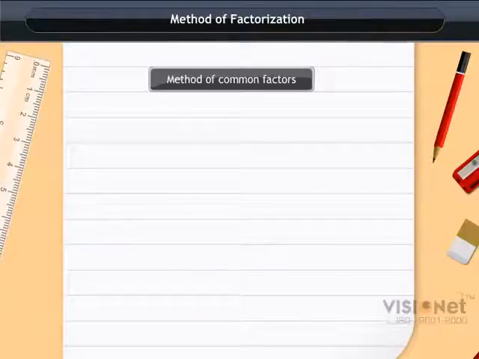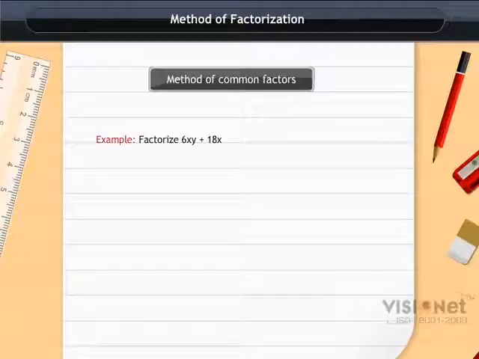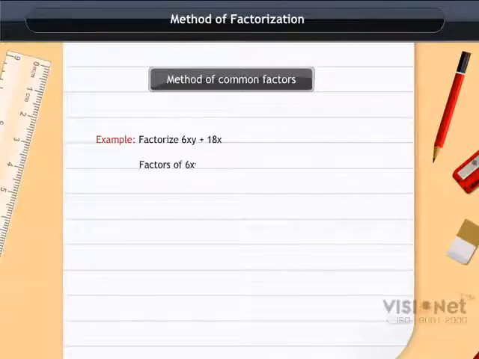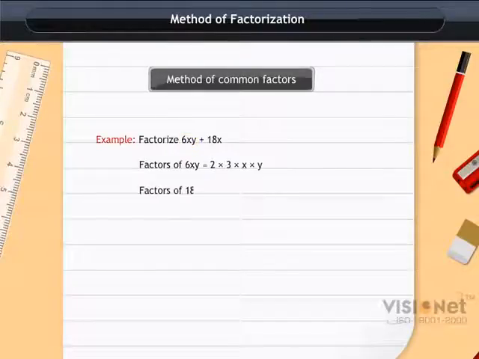Method of common factors. Consider the expression 6xy + 18x. We need to find the factors. Let us find out the factors of each term. Let us pick up the first term, 6xy = 2 × 3 × x × y, and the second term, 18x = 2 × 3 × 3 × x.